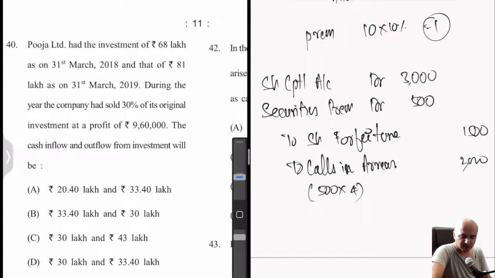Okay, let's see. Pooja Limited has had the investment of 68 lakhs on 31st March 2018 and that of 81 lakhs as on 31st March 2019. Okay, opening and closing value of investment is given. During the year, the company had sold 30% of its original investment at a profit of 9,60,000. The cash inflow and outflow from the investment will be. Okay, this is a problem based on the cash flow. Let us try to look at the investment, cash inflow and outflow.